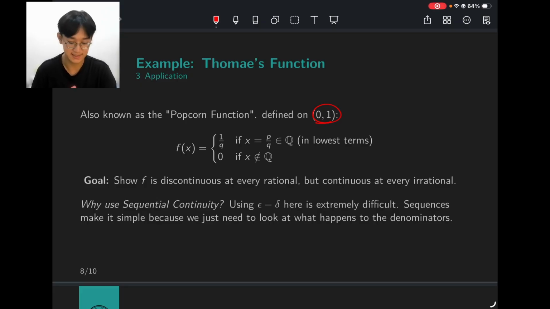So the goal for us is to show that f is discontinuous at every rational number and continuous at every irrational number. So why do we use sequential continuity here? Because if you use the epsilon delta definition, it's pretty hard to show discontinuity. It will involve the epsilon choosing method, which is pretty hard for us. So we just find a bad sequence, as I said before, to show discontinuity.